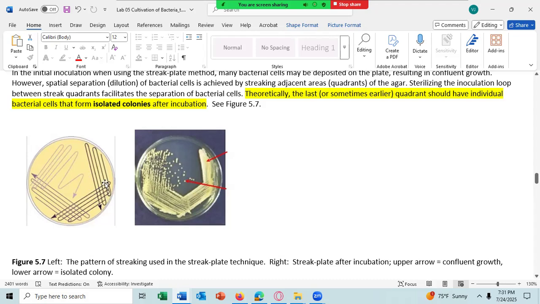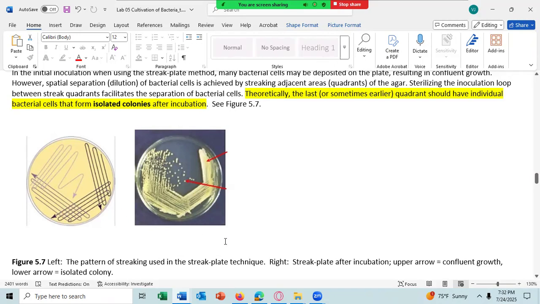And as you streak, you're going to dilute out the cells on the loop, so that this last one here will be the most dilute of the first quadrant. So you want to pick up from the low regions here, like I said, this region here, and streak in quadrant 2 starting here, picking up the cells in quadrant 1, and then streaking out quadrant 2. Any questions about any of that?